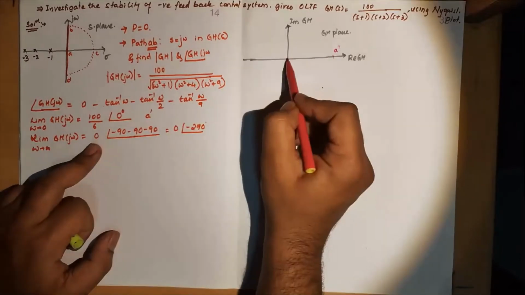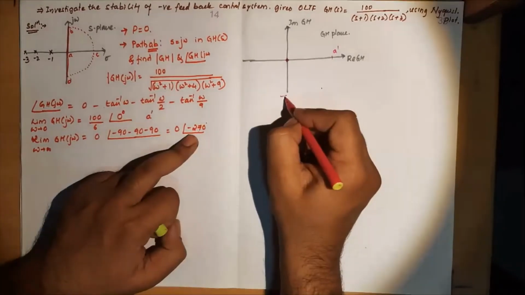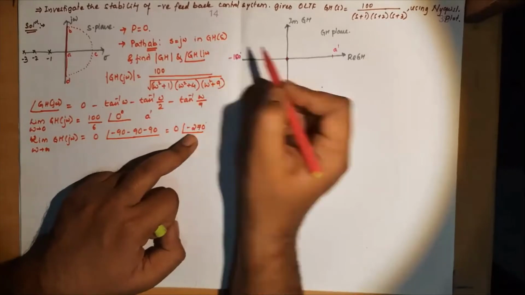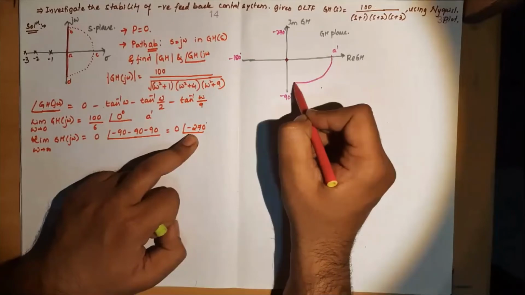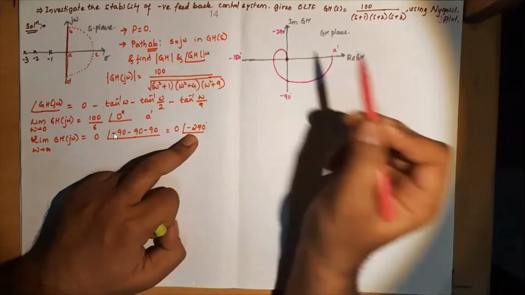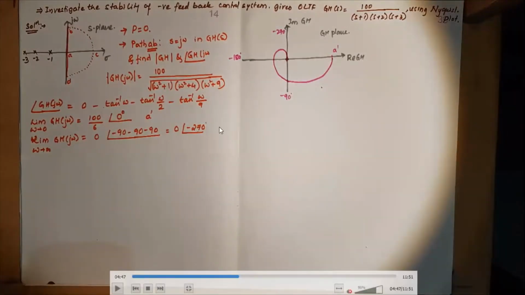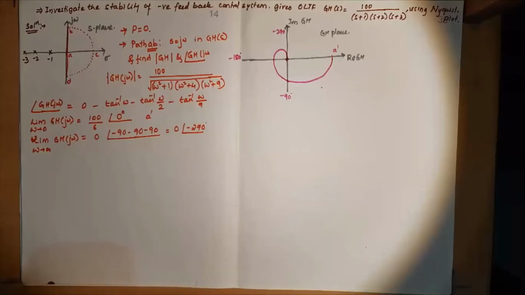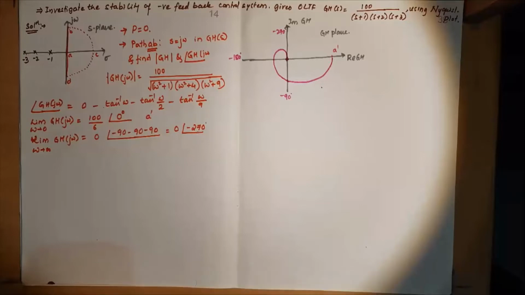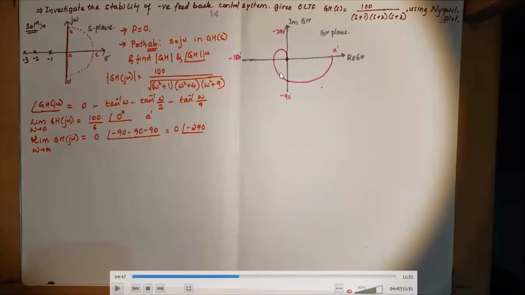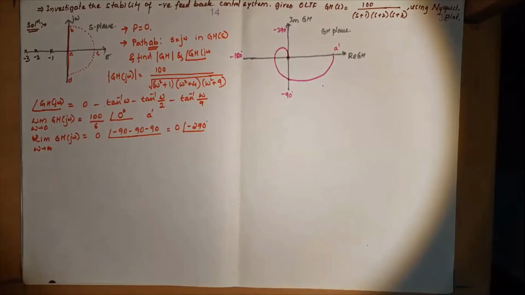So this is A dash. A dash is 100 by 6, with 0 degree line. So 0 degree line is of course the real axis. So first point is A dash here. Then it ends at 0 magnitude, with a phase angle of minus 270 degrees. So that everyone has to remember. Minus 270 means it starts from here, then ends at the minus 270 degree line, because there are 3 poles.